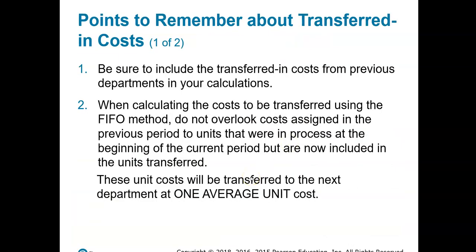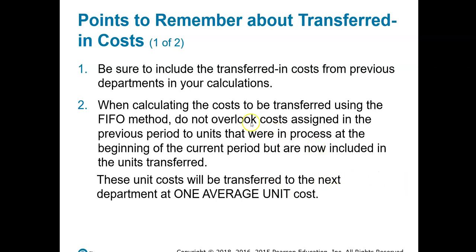Now, when we do transferred in costs, we have to include the transferred in costs for previous departments in your calculations. In other words, let's go back to A, B, and C again, my illustration from before. If I have a company that has 3 departments and it moves in order from department A to department B to department C, when we calculate the cost being transferred over, we have to include all the previous costs. So we want to make sure we include those in our calculations.